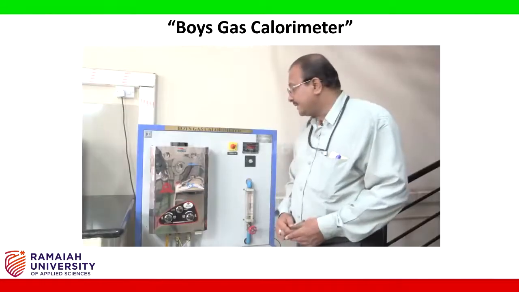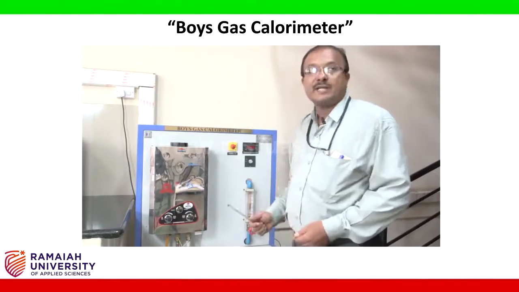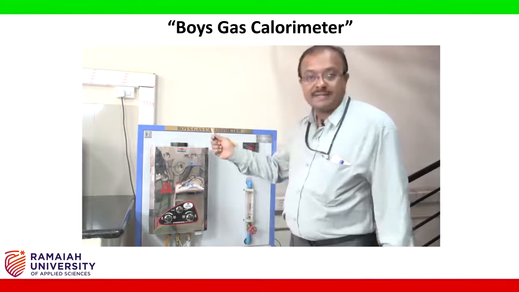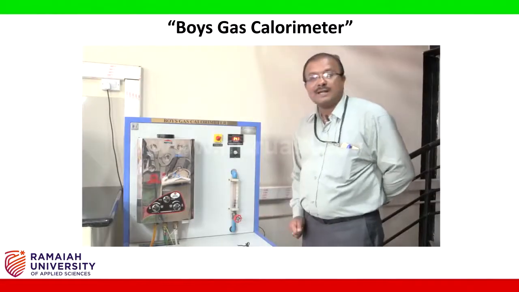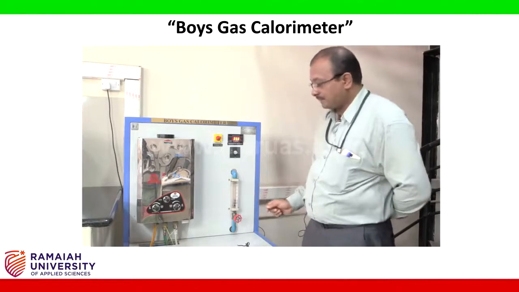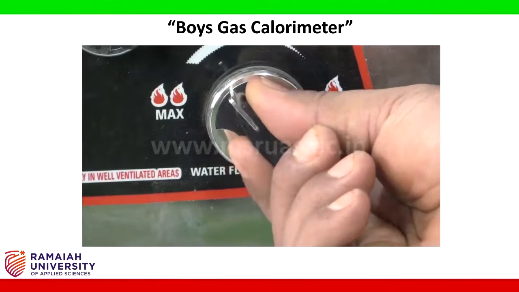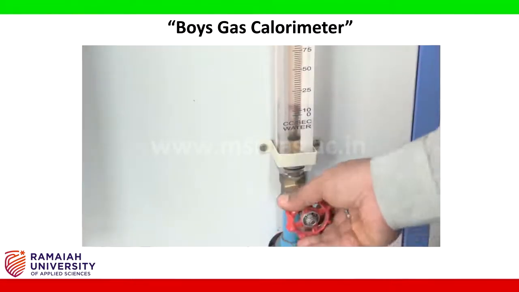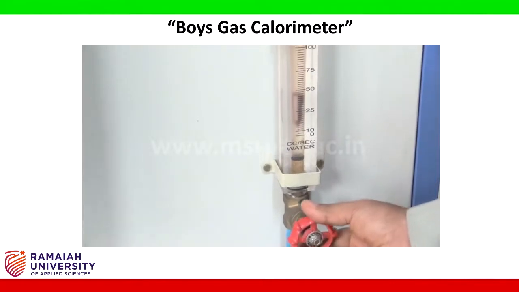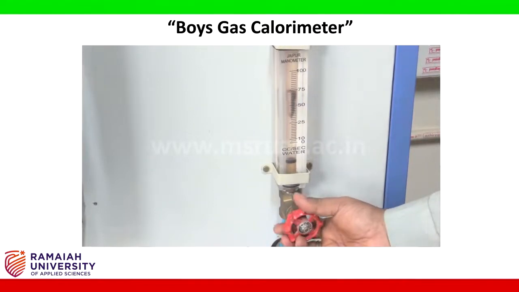After knowing the details of the gas calorimeter, let us now start conducting the experiment. First you switch on the mains power supply. After switching on the power supply, ensure the water flow path by setting it to the maximum on the geyser control, and then operate this butterfly valve to read 75 cc per second flow rate of water.